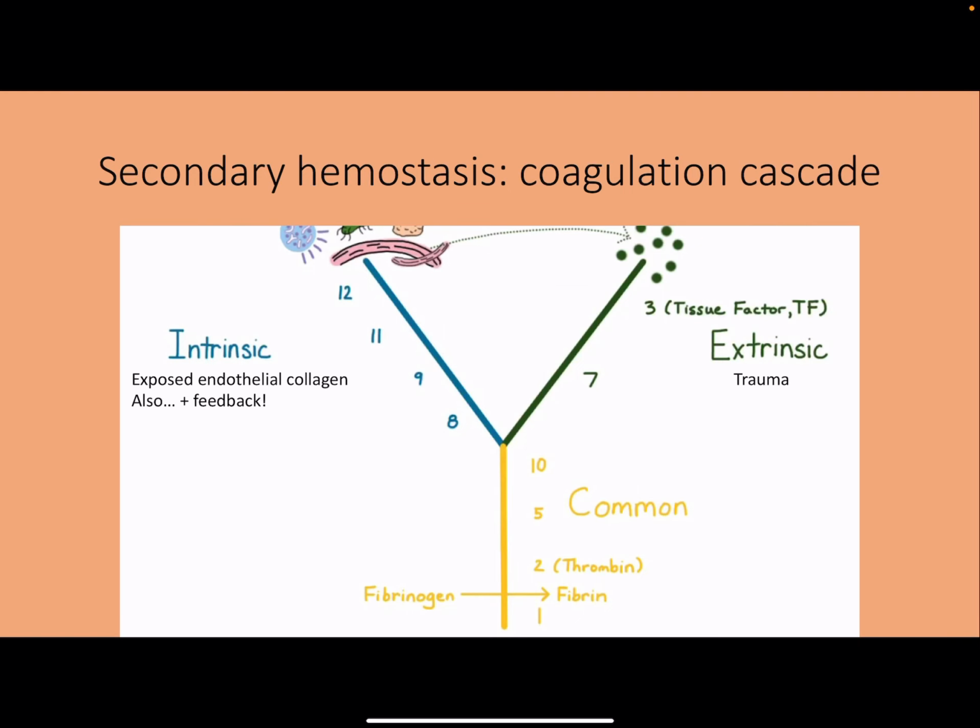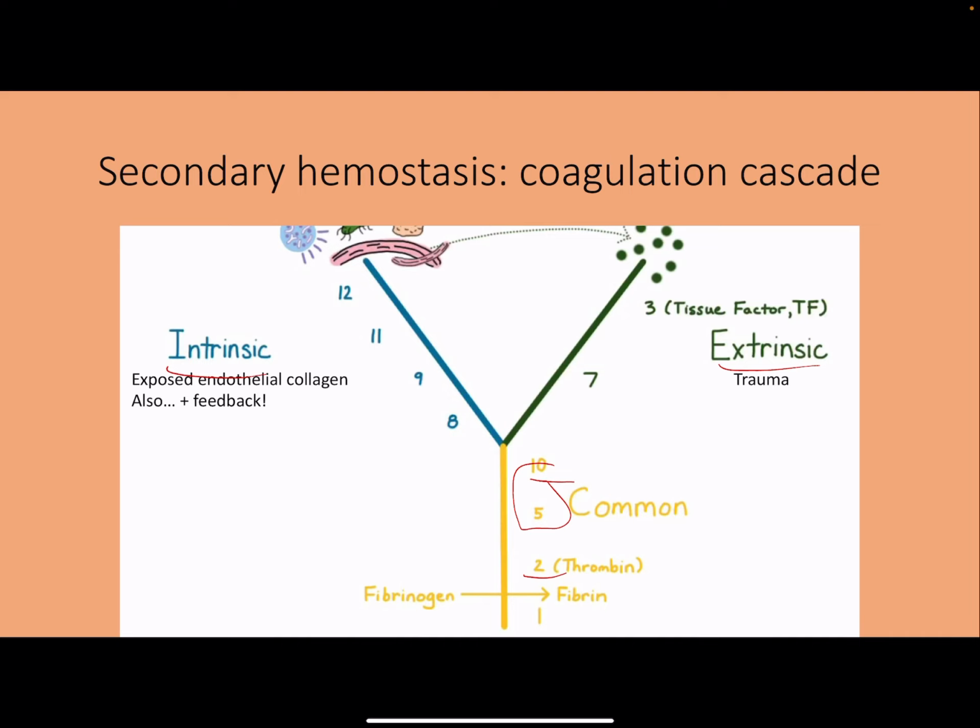So secondary hemostasis has to do with the coagulation cascade. This is going to typically occur after primary hemostasis with the platelets. And so we have two different pathways. We have the intrinsic pathway and the extrinsic pathway. They will both converge for the common pathway, starting with factor 10, which works with factor 5 to activate thrombin, which is factor 2, which basically converts factor 1, fibrinogen, into fibrin to form a large mesh.